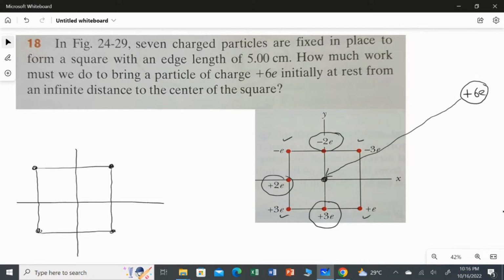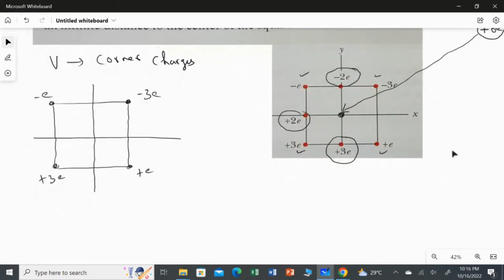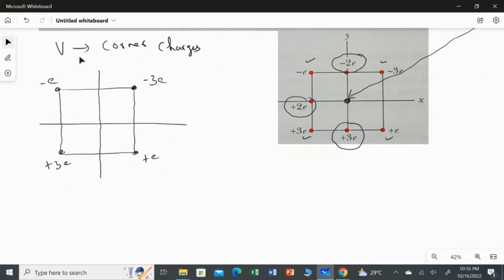For calculating this work, I am going to split this diagram into two parts. First of all, I am going to calculate the potential for the corner charges. What are the corner charges we have? Minus e, minus 3e, plus 3e, and plus e. So these are all the corner charges. And for this, I'm going to find the potential. After that, I'm going to find the potential for the middle charges.